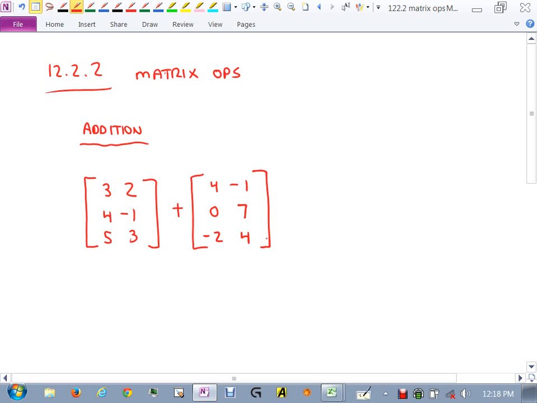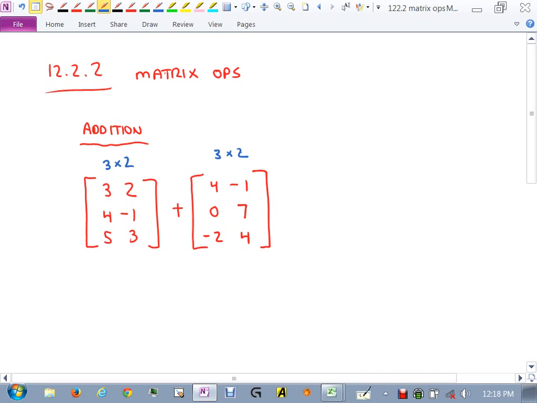Do you think you can add those together? Okay, both of these matrices are what by what? 3 by 2 matrix, 3 by 2 matrix, right? Those are both 3 by 2s, aren't they? You can only add matrices together if they have the same dimension. In other words, they have the same rows and columns.